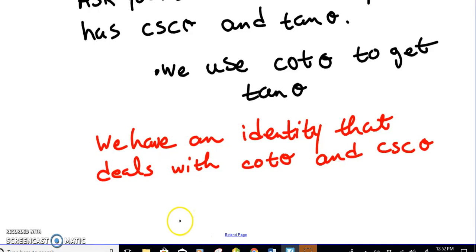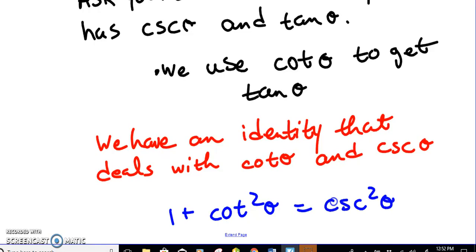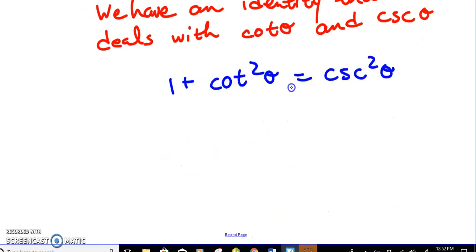The one I actually gave you was 1 plus cotangent squared theta equals cosecant squared theta. That's the one I originally gave you. So with that, that's the one it's supposed to be. I'm sorry, I wrote it wrong a few minutes ago. My bad. So this is the right way. This is the way you had on your notes on the last video.